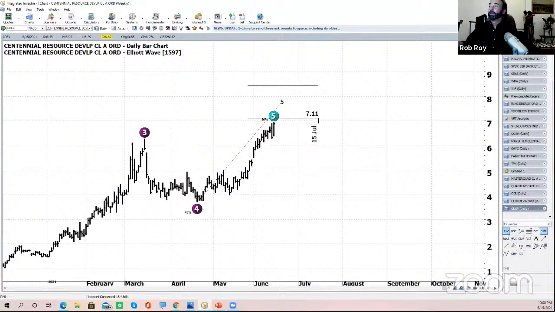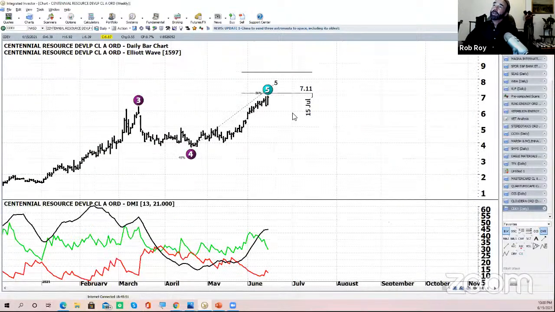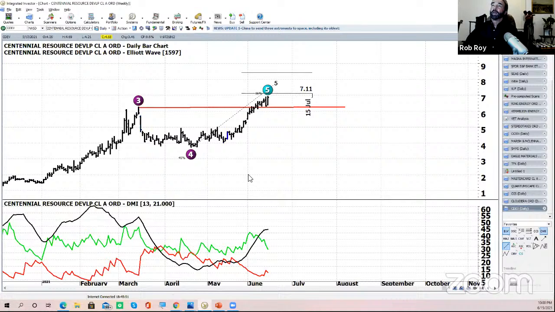Nice move higher there. Look at the DMI. So that could go up and hit this wave 5 high. Likely will, because we recently broke above that wave 3 back in March.